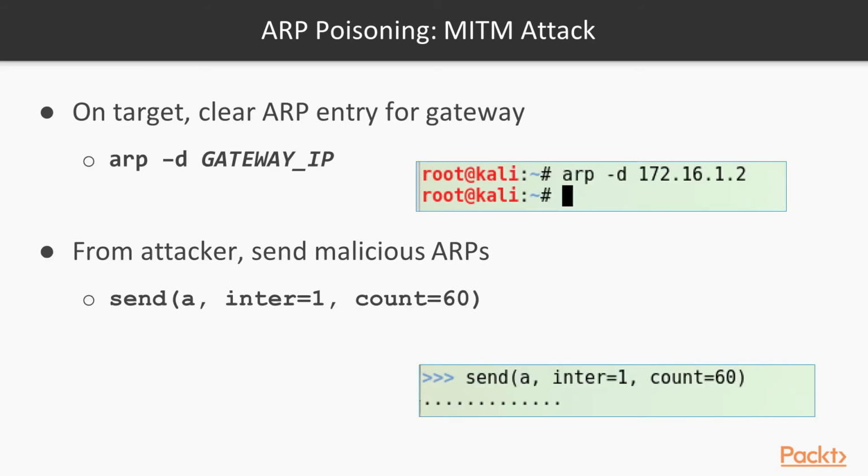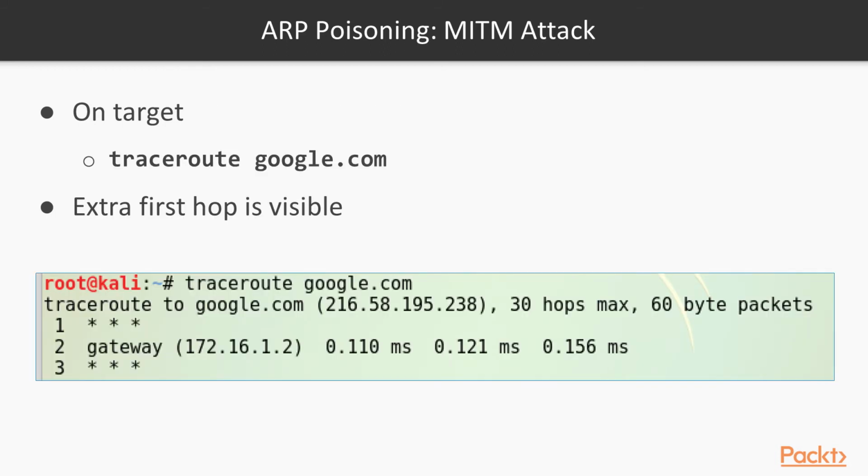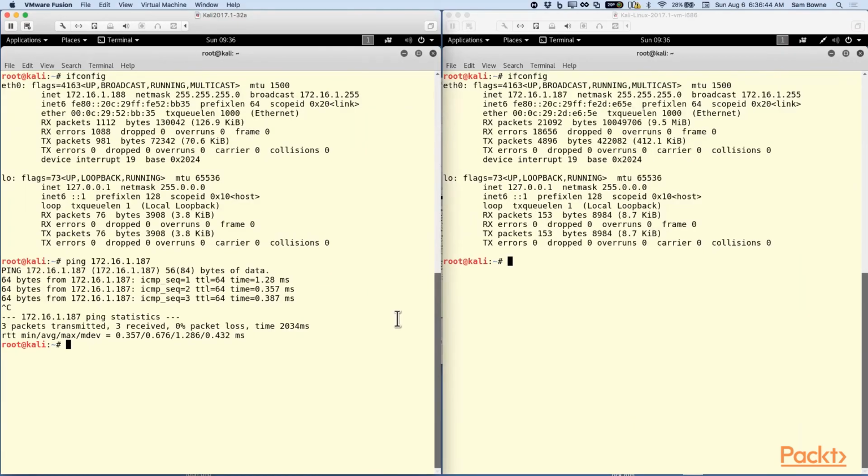So on the target, you could just wait in a real attack for the target to stop using the network for a few minutes and clear its cache, but in our demonstration, we'll manually remove the entry for the gateway from the cache. Then from the attacker, you send a series of malicious ARPs, one every second, and that will cause the traceroute to change. So now there is another machine between you and the gateway, which is a way to see that the man-in-the-middle attack is working. So let's try that.